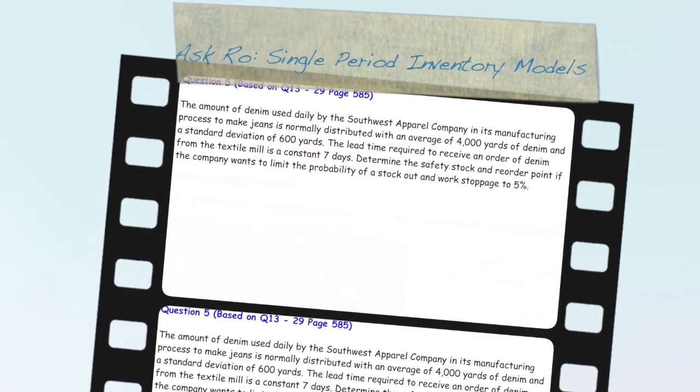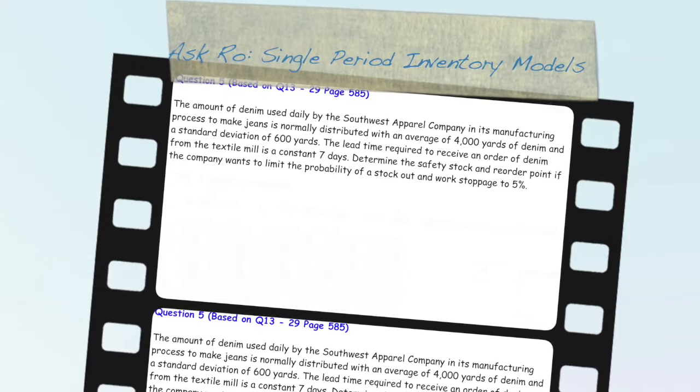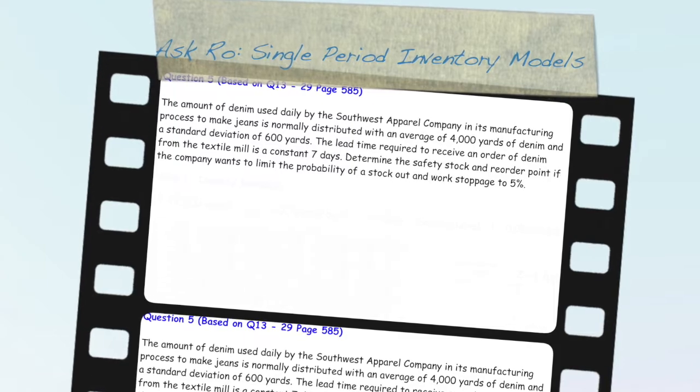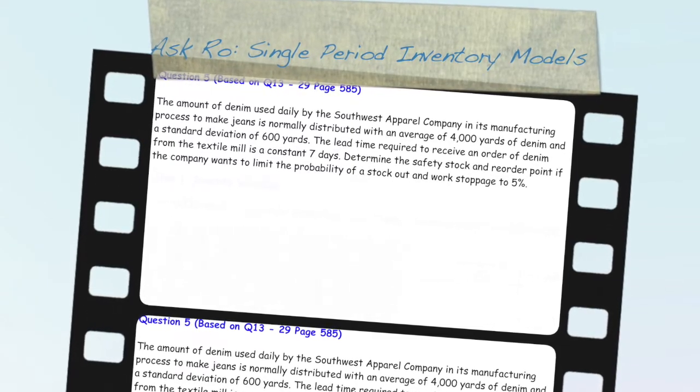So here I was asked a COMM 225 production operations management question pertaining to single period inventory. Let's have a look. Question 5.